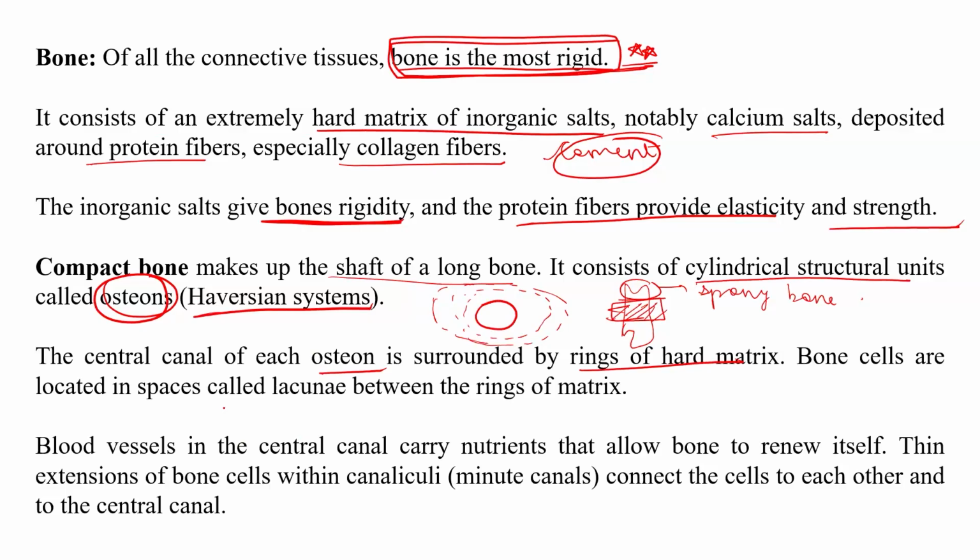Bone cells are located in spaces called lacunae between the rings of the matrix. The bone cells are known as osteocytes. So osteocytes are the bone cells, chondrocytes are the cartilage cells. Blood vessels in the central canal carry nutrients that allow bone to renew itself. Thin extensions of bone cells within canaliculi, which are minute canals, connect the cells to each other and to the central canal. So this is the basic structure that we have discussed.